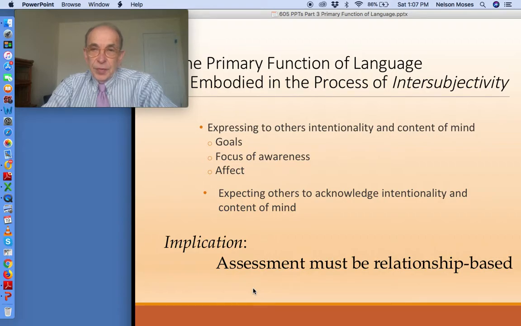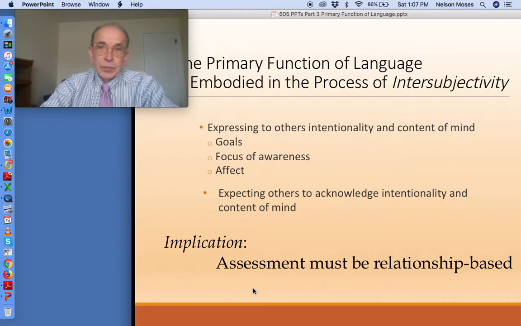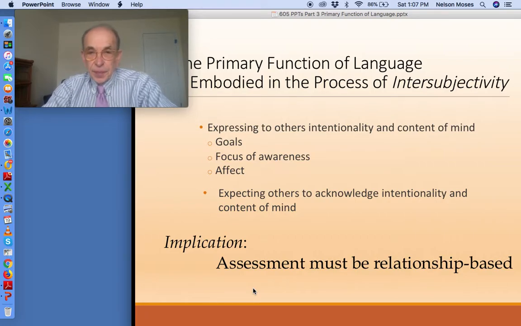Well, from this point of view, the fundamental function of language, the most basic function of language, is expressing what's on one's mind. And it's part of a process where one expects the other, the listener, to acknowledge that content of mind or intentionality. Well, that leads to the following implication.